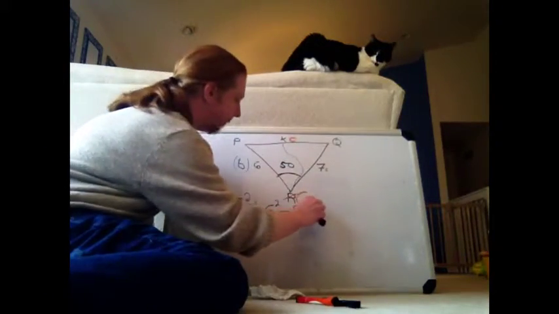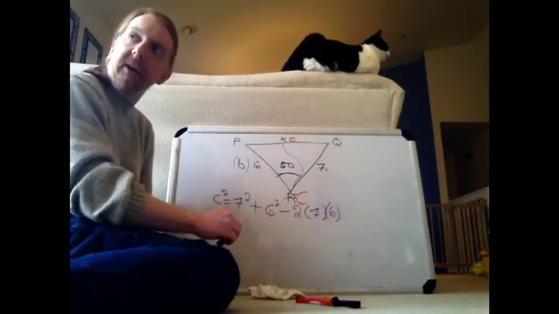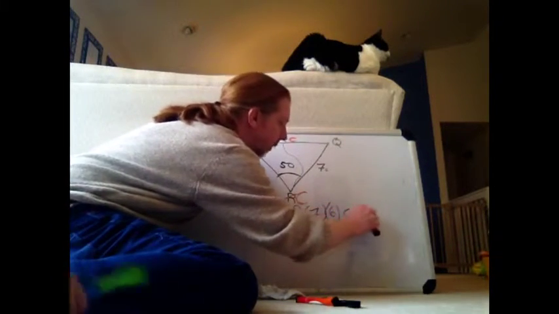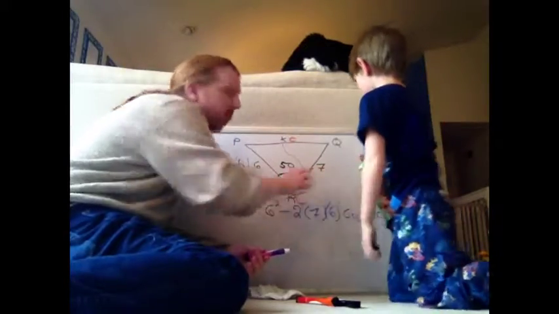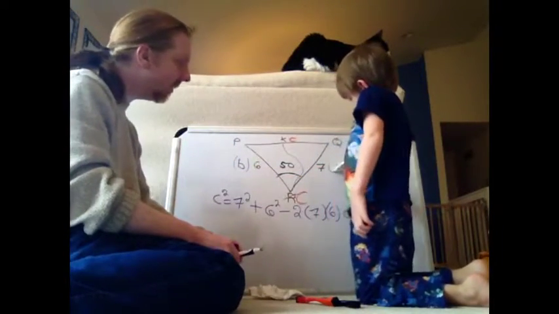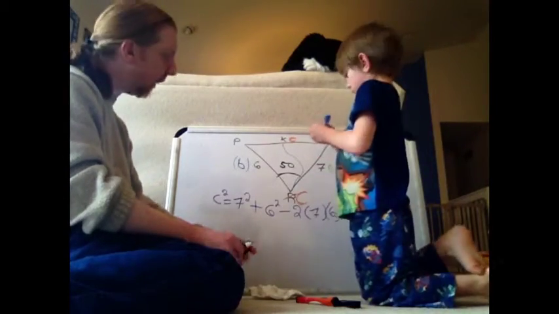Can I make my a a little bigger? You want to make your a a little bigger? Yeah. Cosine 50 degrees. Why don't you go ahead and make your a a little bigger? You worried they can't see it? Yeah, like that. Okay, that's a bigger a.